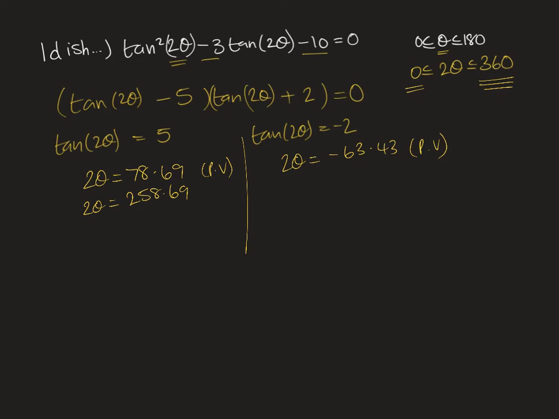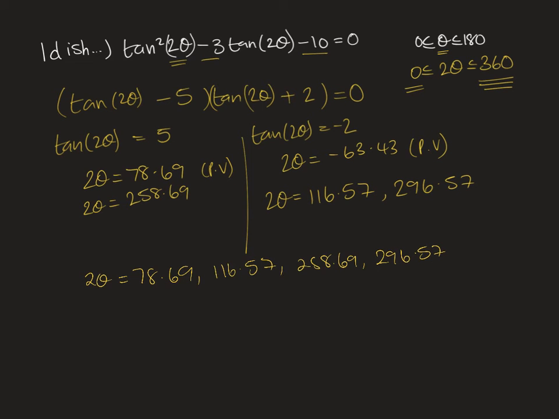So we have to add 180 to find our next value for 2 theta, which is 116.57 degrees, and then add 180 again to get 296.57 degrees. Now we have all of our values for 2 theta within the given range 0 to 360.